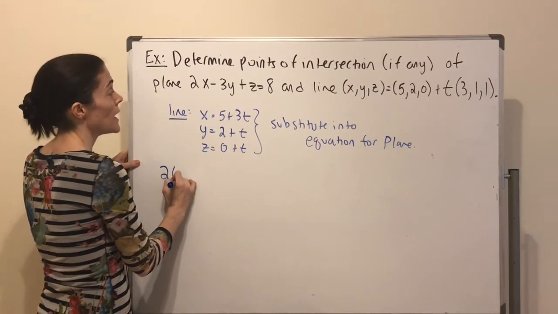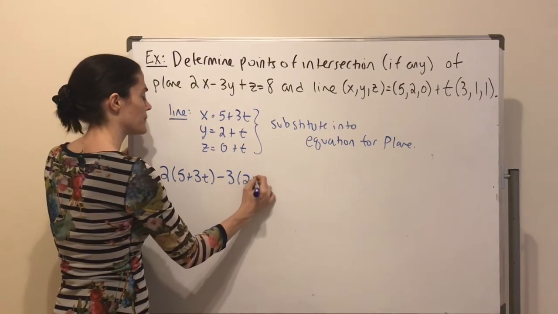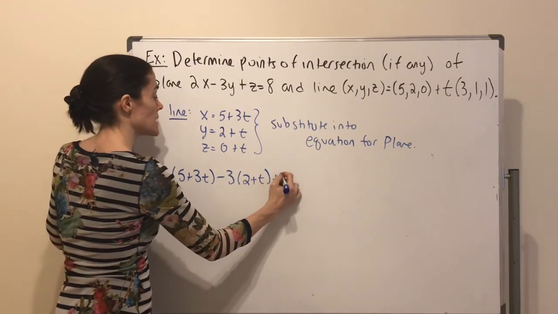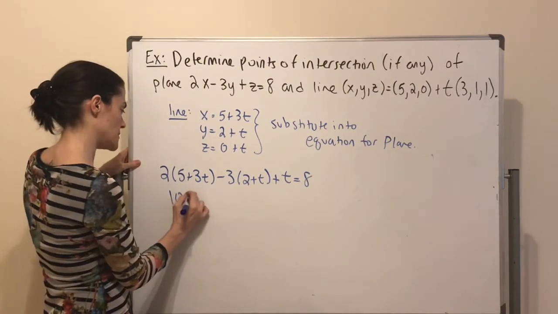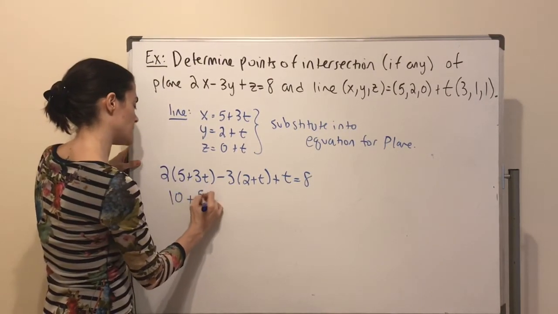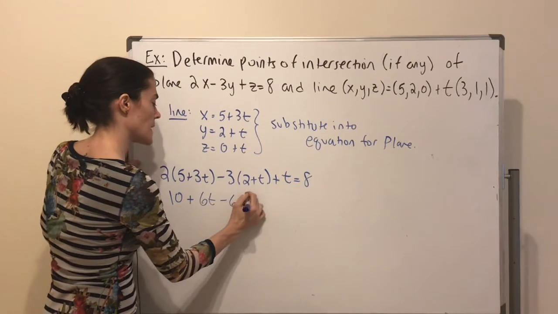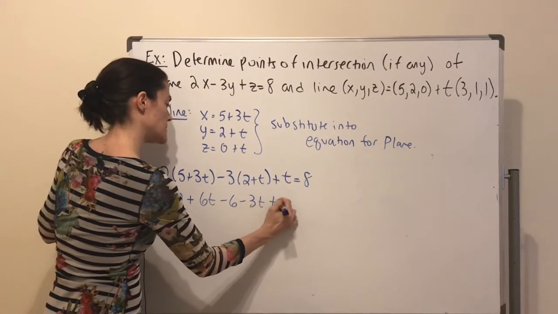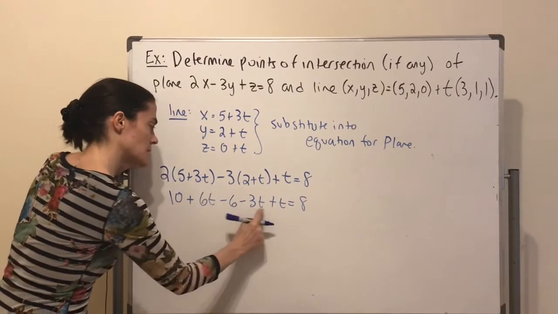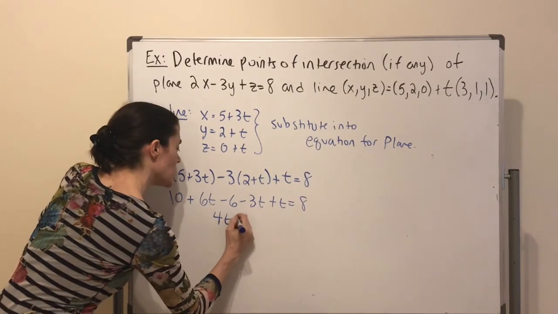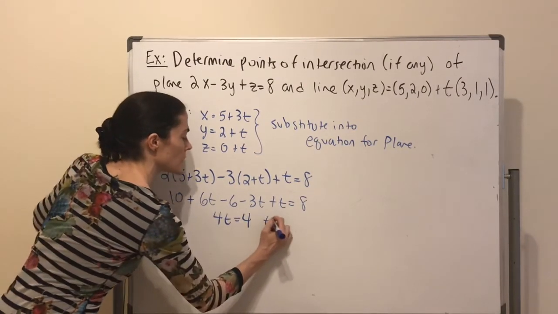We get 2x minus 3y plus z equals 8. And now we try to solve for t. 10 plus 6t, minus 6 minus 3t, plus t equals 8. And now we have 6 minus 3 plus 1. We have 4t. This is 10 minus 6. Subtract. We get 4t is 4. We get t equals 1.